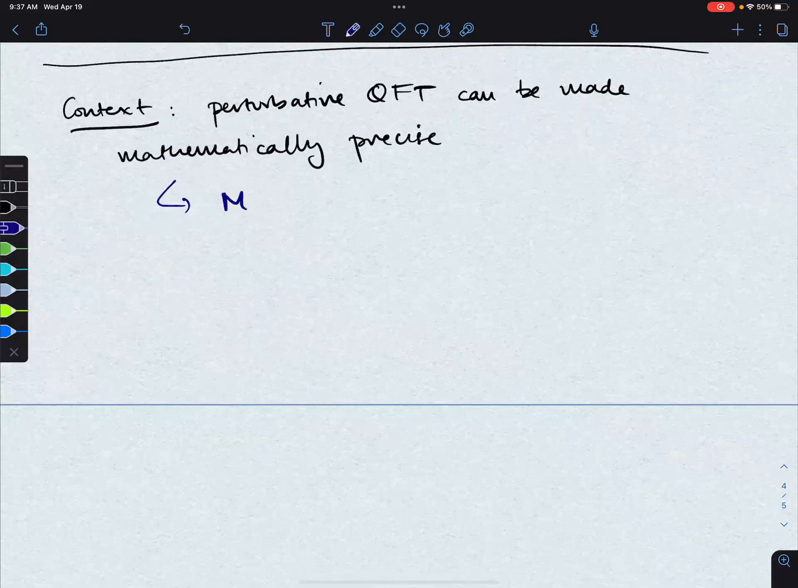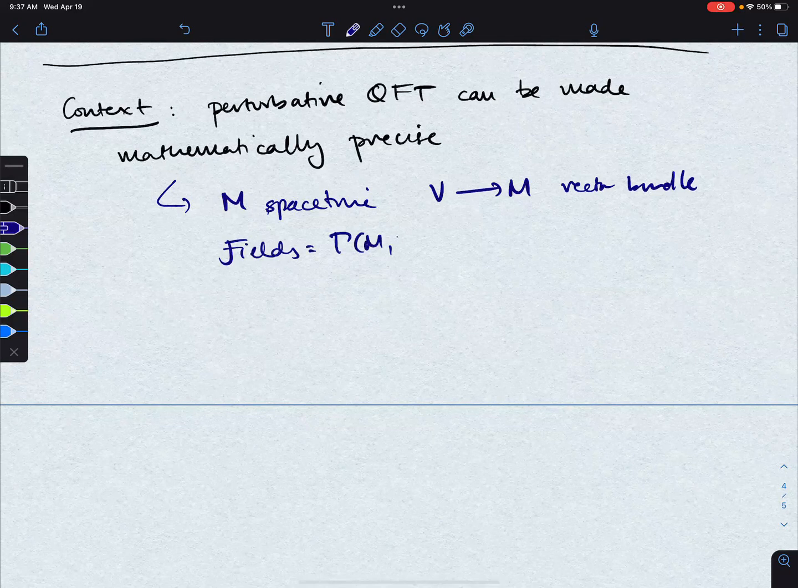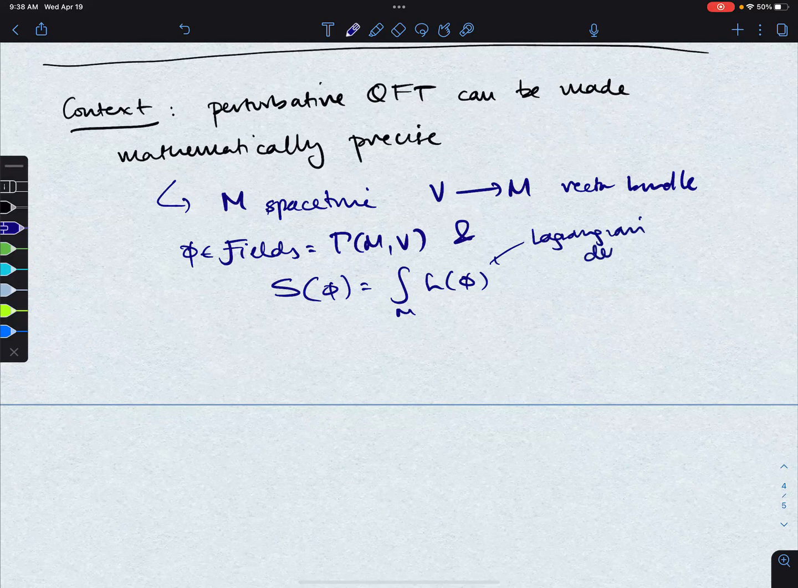So here you should imagine you have a manifold M, space-time, the sort of input data. You have maybe V over M, some sort of vector bundle, could be a graded vector bundle. Your fields are smooth sections over M of V, and you have some action functional on fields given in terms of a Lagrangian density. So that's classical field theory. This is sort of the usual Lagrangian field theory.